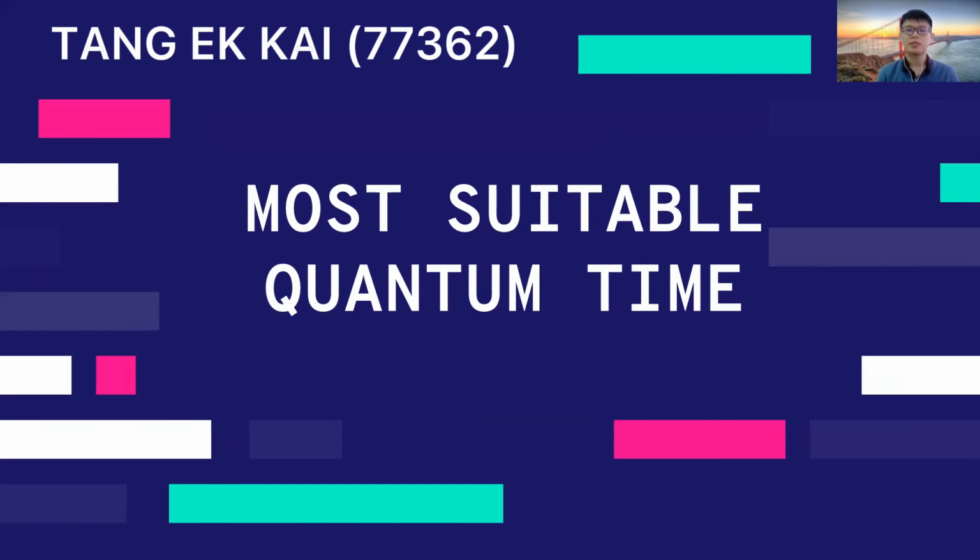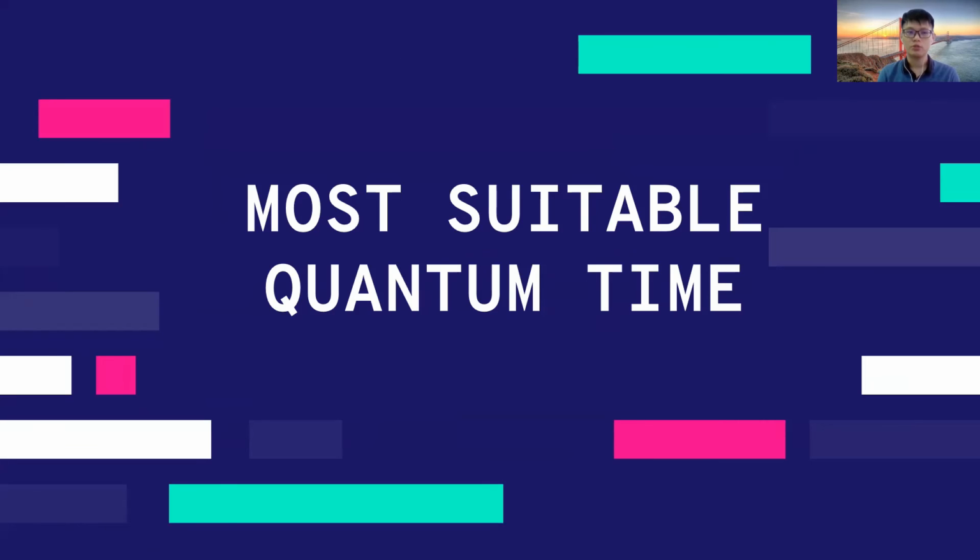Thank you for the presentation from HOOI-san. My name is Kai. Now I'm going to talk about the most suitable quantum time for job list 4 supplied by the client. There are 3 performance metrics that need to be considered while evaluating the most suitable quantum time. They are the turnaround time of the jobs, waiting time of the jobs, and the number of interrupts.